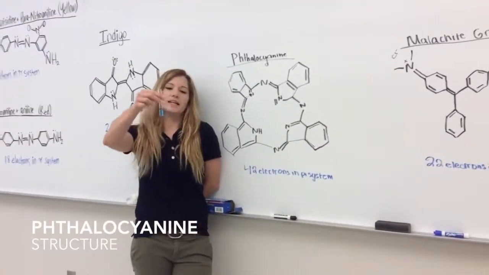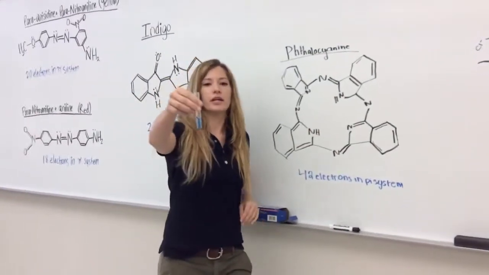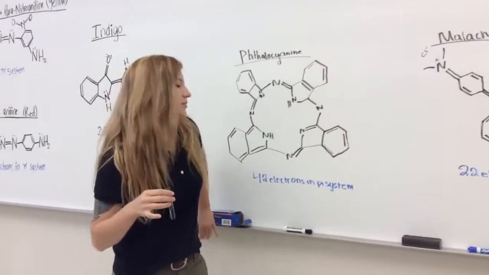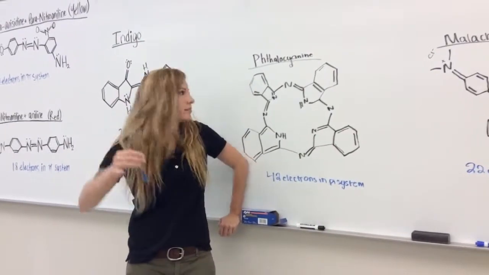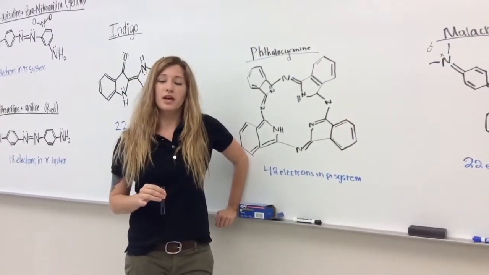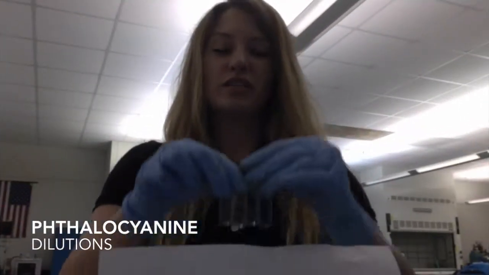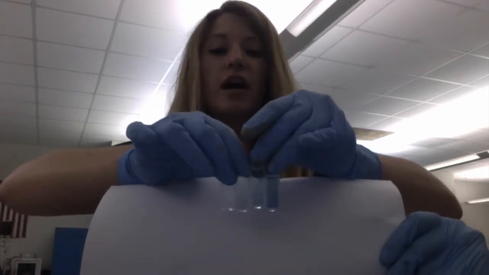The phthalocyanine, there are 42 electrons in the pi system, and it's a very pretty color. It's this blue color, kind of a dark blue. It's really insoluble in organic solvents, so we had to use benzene in order to dissolve it. Unfortunately, we can't basically acidify it to see what the color change would look like because it's going to crash right out. Alright, so these are the phthalocyanine, and you can see the dilutions. The first ones are clear. In order to dilute it, we actually had to dilute it in benzene because it has very low solubility in organic solvents.